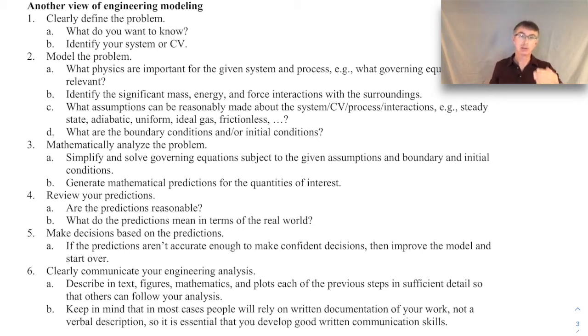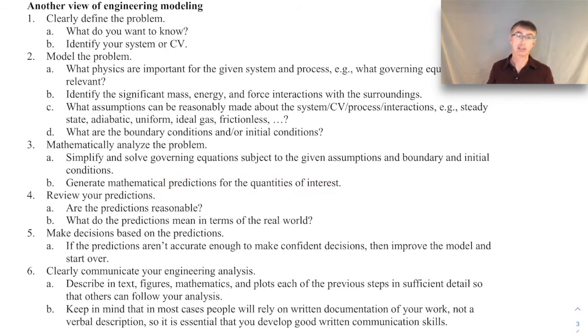Then it goes into the realm of mathematics. So we take those governing equations and we analyze them mathematically. So we'll simplify and solve those governing equations subject to the assumptions and boundary and initial conditions we've specified. And we analyze them mathematically so that we can make predictions of what it is we were interested in. Back up here in the first step, we said, what do we want to know? Our mathematical analyses are meant to give us predictions for that.